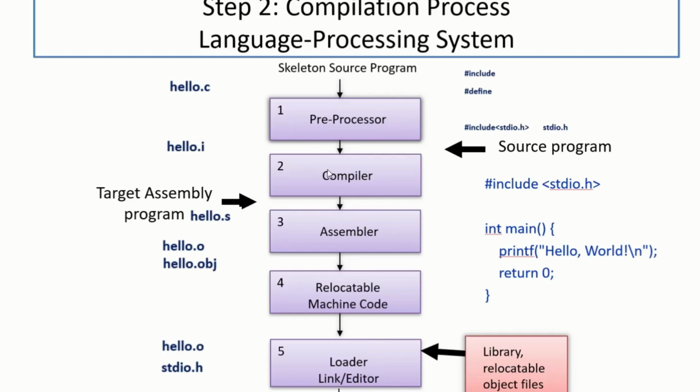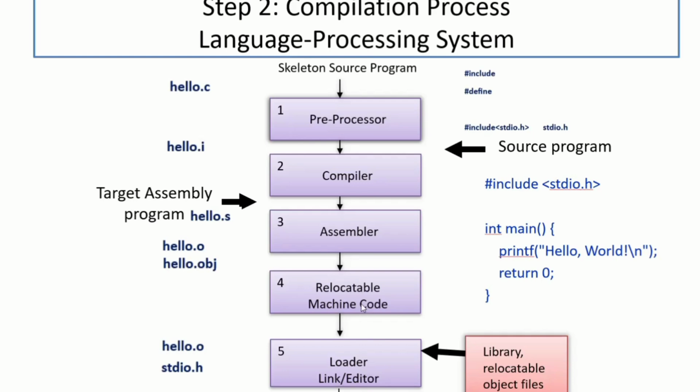Coming to the next phase, compilation: the compiler translates the preprocessed code hello.i into assembly language hello.s. Assembly language is still human readable but closer to machine code. Next, the assembler. The assembler converts the hello.s assembly code into machine code hello.o or hello.obj. This is also called object code and is in binary form. However, this is not yet a complete program.